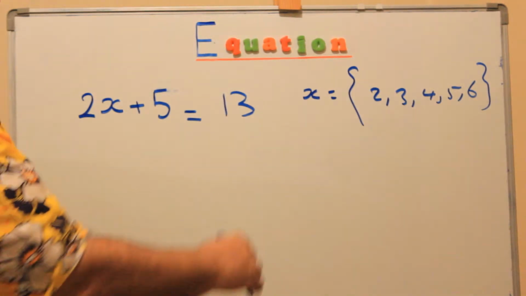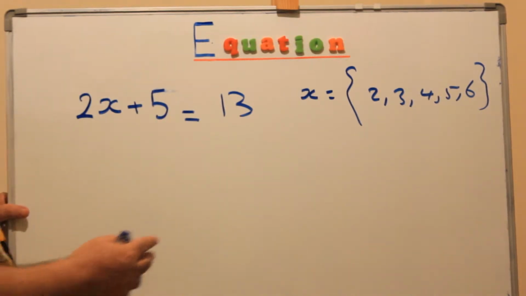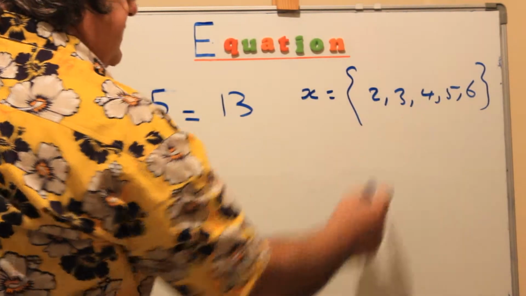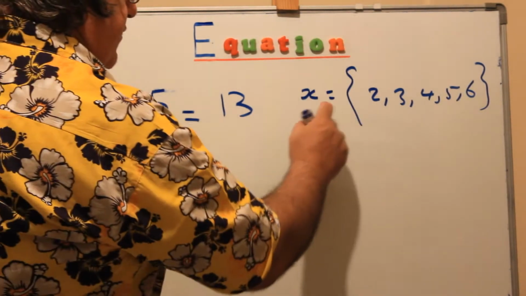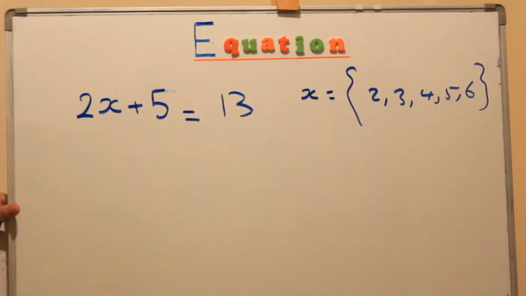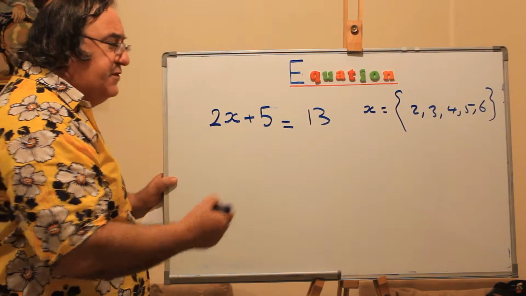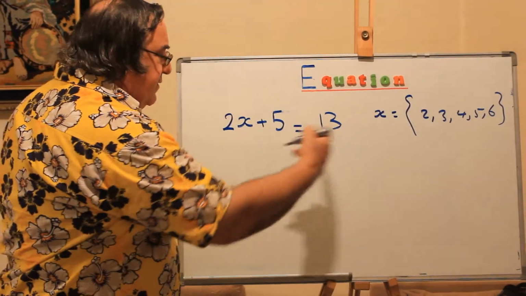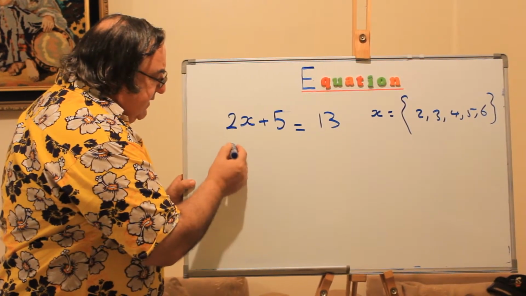Normally, such things like this we call it set. A set of numbers. And each number inside is called an element. So we have a set of x, elements 2, 3, 4, 5, 6. Now how can we find the x here? So we have to substitute each number inside the variable x. So let's make a table.